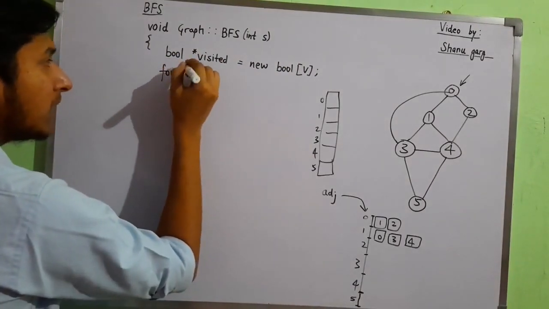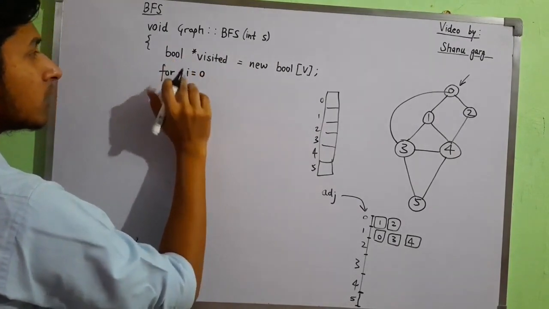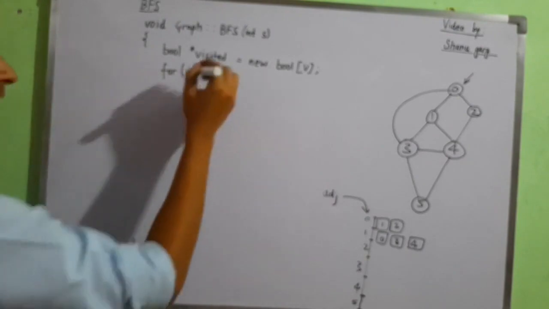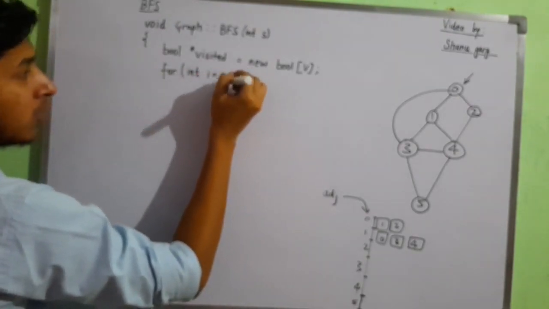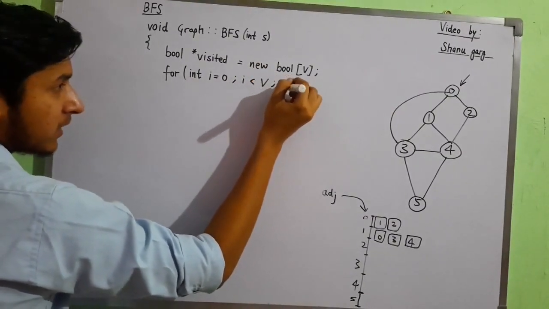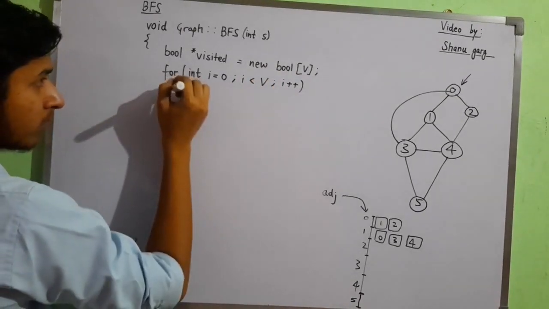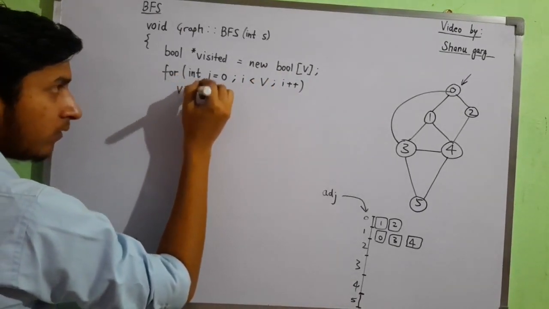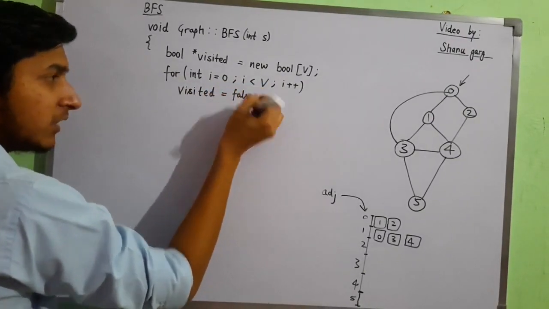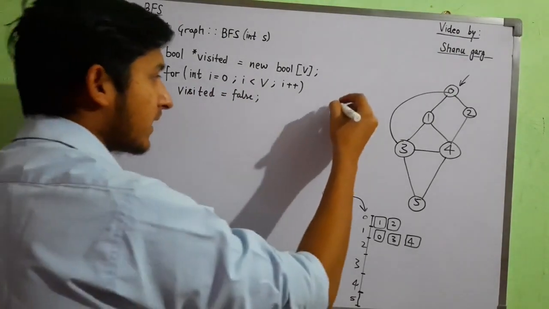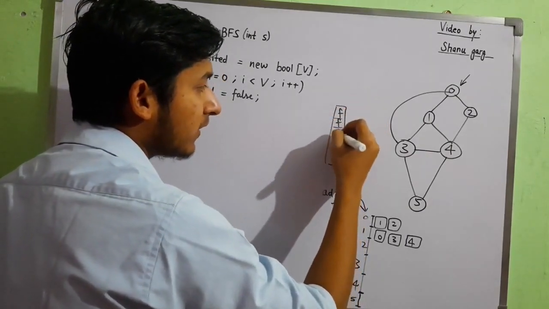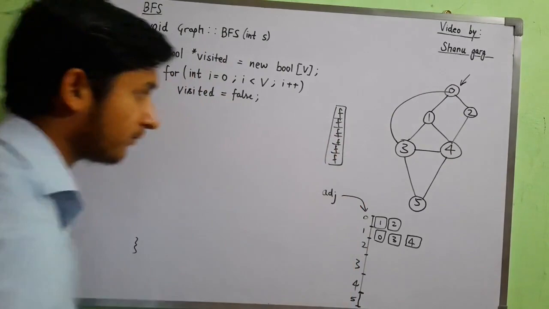Now for I equals 0, integer, as this is an array, for integer I from 0 all the way to I less than V, I plus plus, visited of I is equal to false. This means the entire visited array has false initially because we have not visited any node by now.